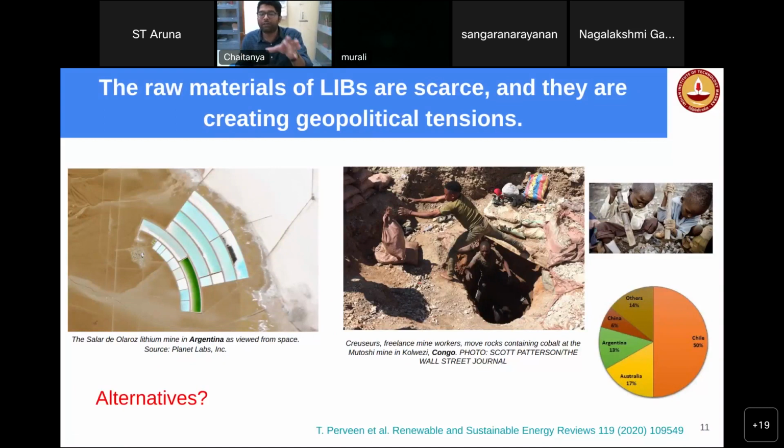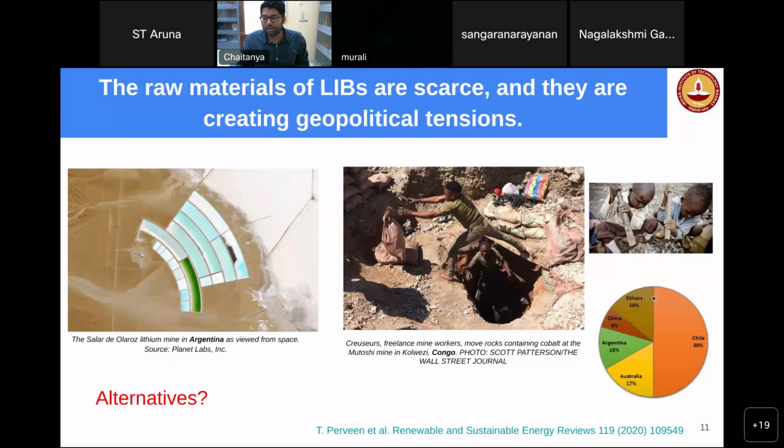So not only that, even if you consider materials like cobalt or nickel, cobalt is specifically found in the Congo, and as you can see, this is more towards illegal mining, and human rights are violated there. So in order to obtain the components of the lithium ion battery, we are actually creating new kinds of trouble, and this will also slowly lead to geopolitical tensions, because the lithium resources are not equally distributed, and the ways to extract them are also not very good.